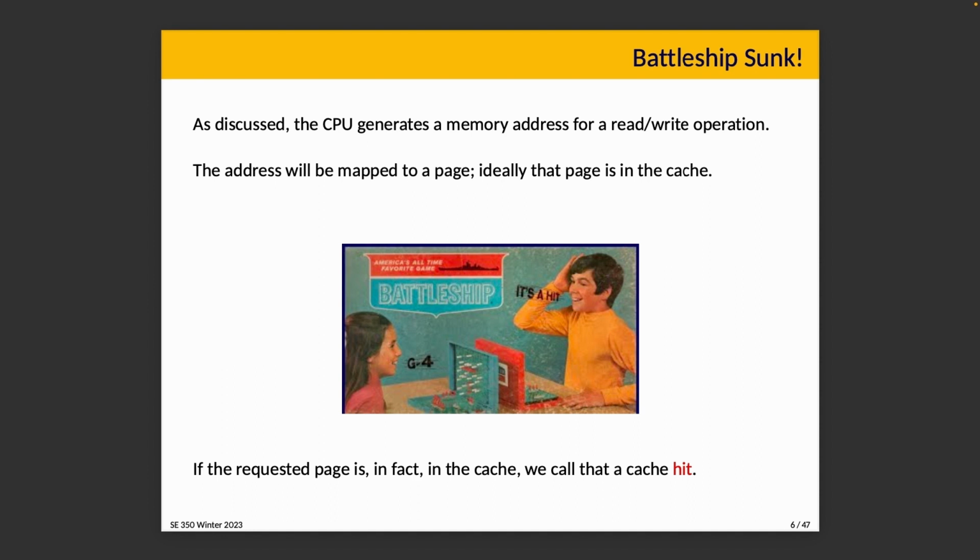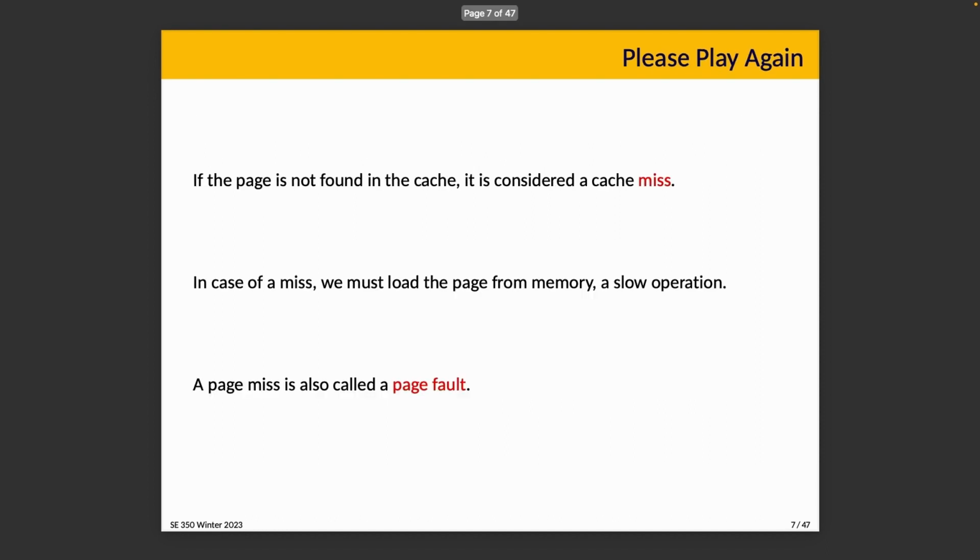If that happens, we call it a cache hit. That's faster, of course, than getting it to the CPU from main memory. And if the page is not found in the cache, we consider it a cache miss. In the case of a miss, we have to load the page from memory, which is a comparatively slow operation. A page miss is also called a page fault.